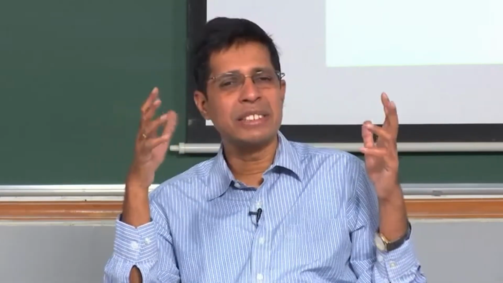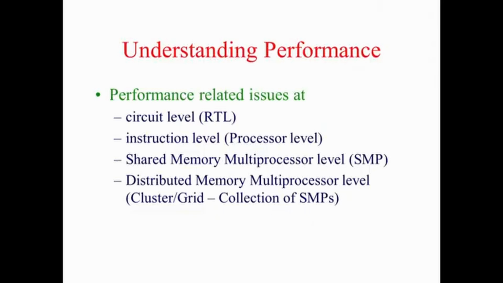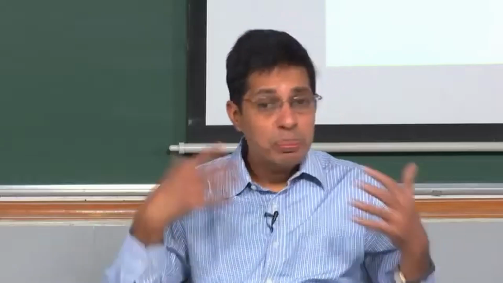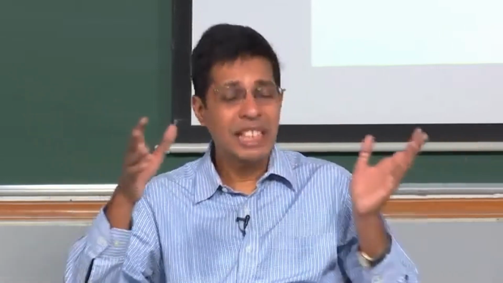So parallelism can be at the circuit level, it can be at the instruction level, it can be at the chip level, it can be across chip levels, right. And so today when we look at some of the modern supercomputers, the performance there essentially comes not just because they have hundreds of CPUs.